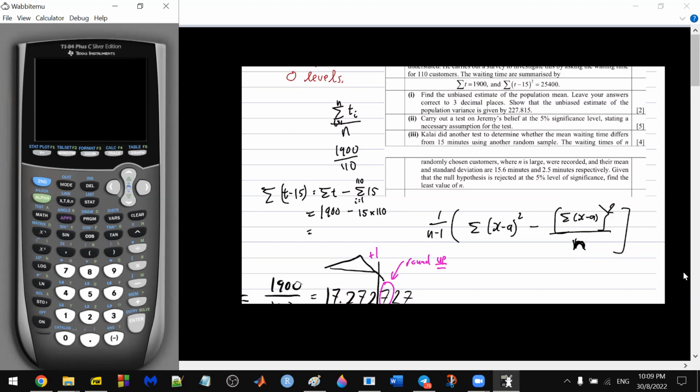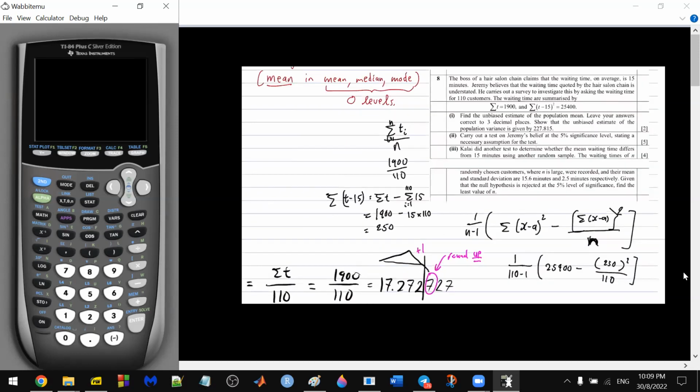Let's see. Then you get 250. Then after that, you can just sub in. So it's just 1 over 110 minus 1. You can simplify to 109 straight away. Sum of (x minus a) squared is sum of (t minus 15) squared, 25400. Subtract away (sum of (x minus a)) squared over n, which is 110. Sum of x minus a is 250.